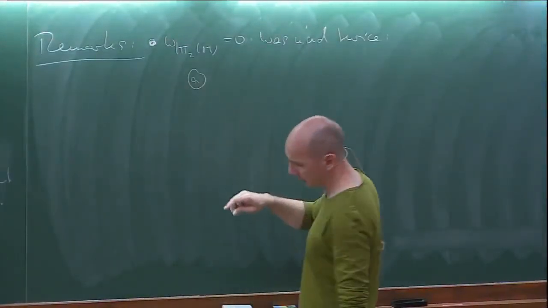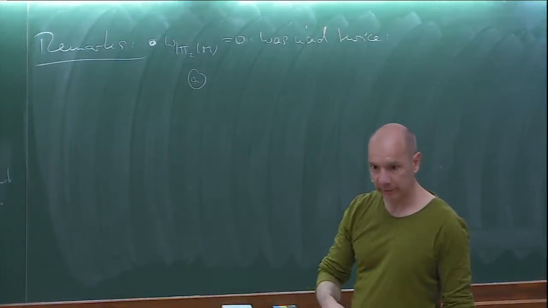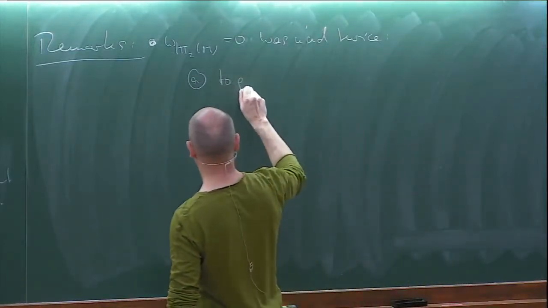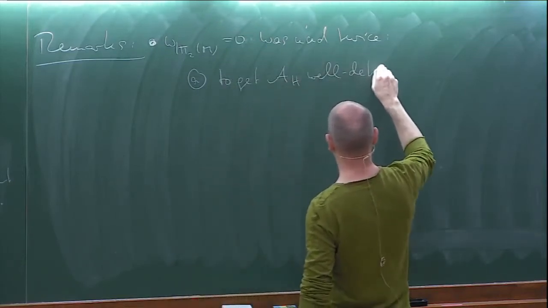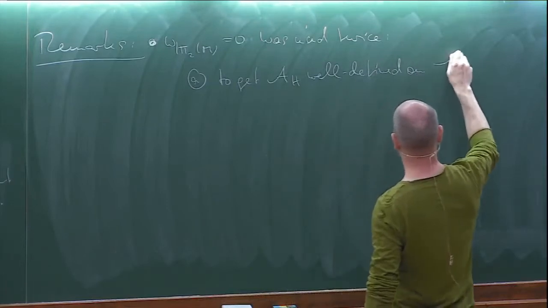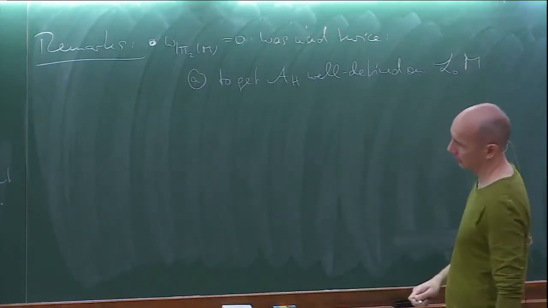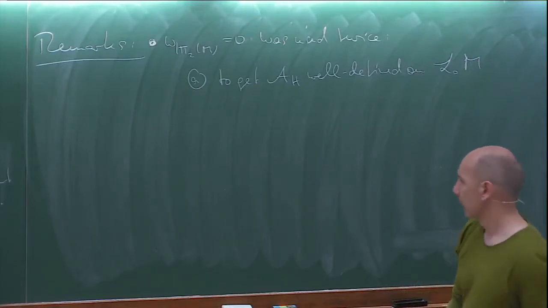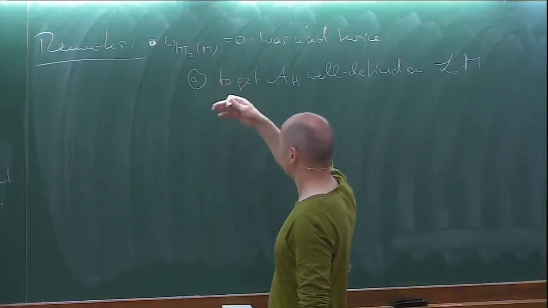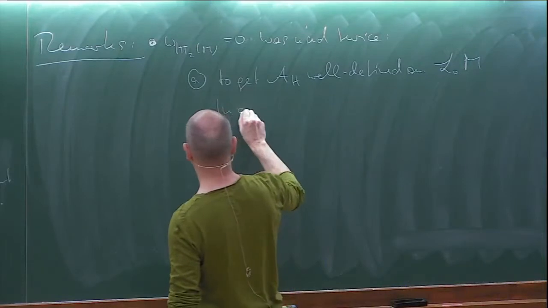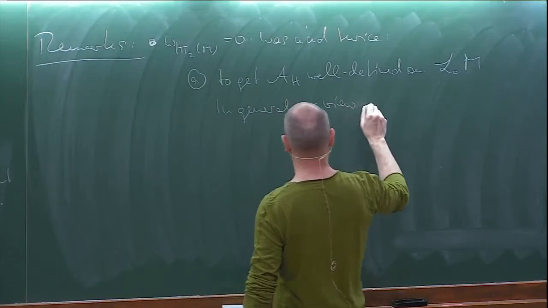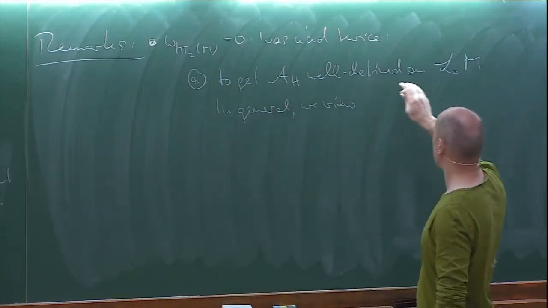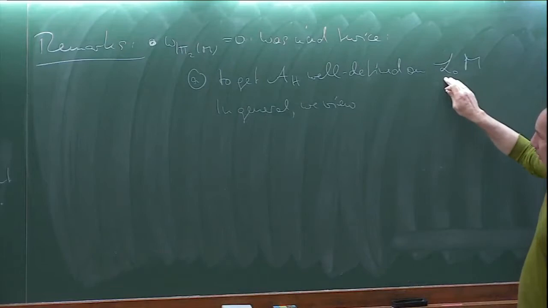The first time, we used it to get our action function well defined on our space of contractible loops. And that's not a serious issue. So if you don't have this, then what we just do is view our action functional not as a function on the space of contractible loops, but on its universal covering.